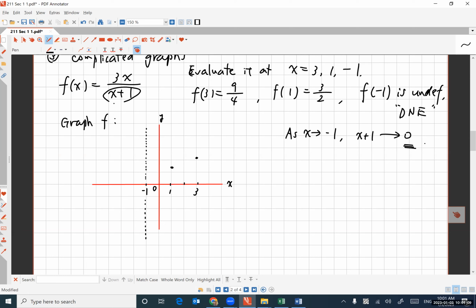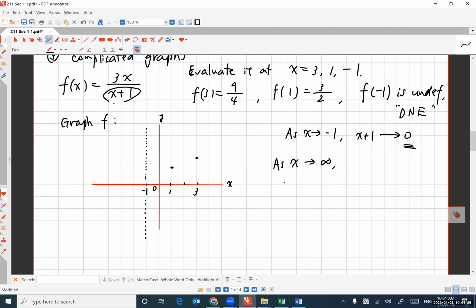So this is all we know so far. Now, what happens as x approaches infinity? This is the kind of thing that we will study more carefully as we study calculus.